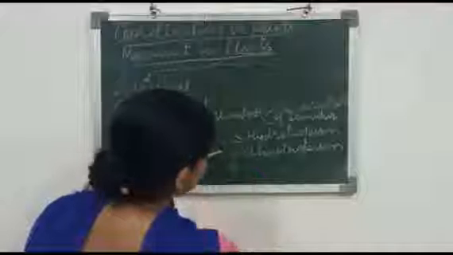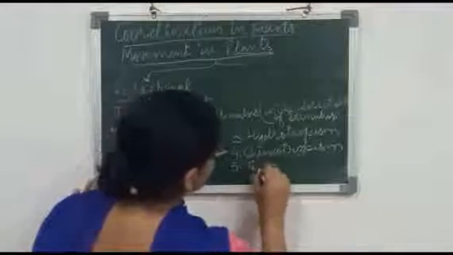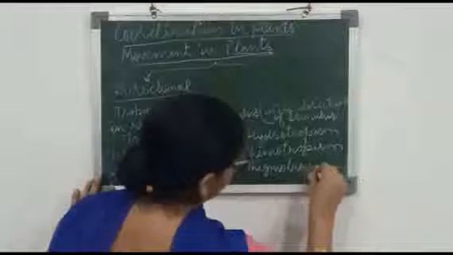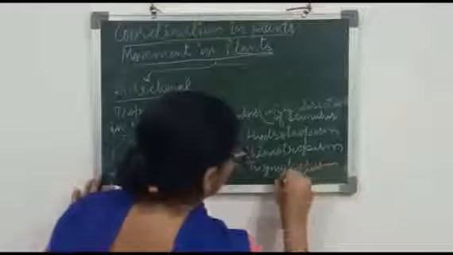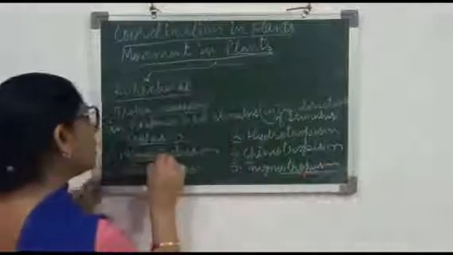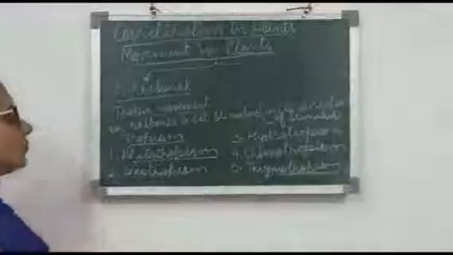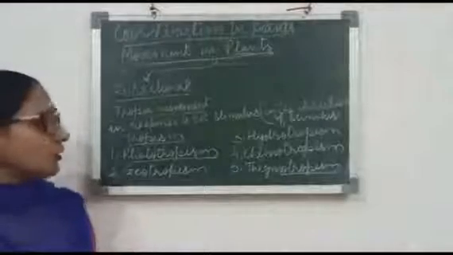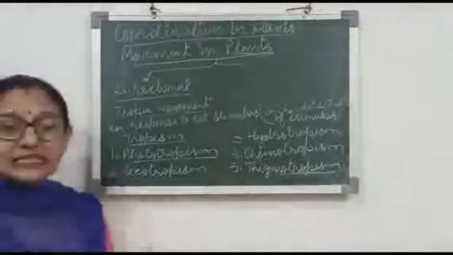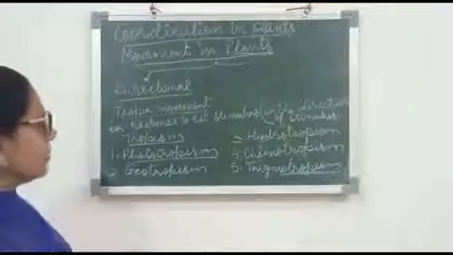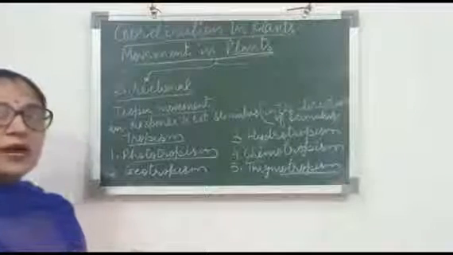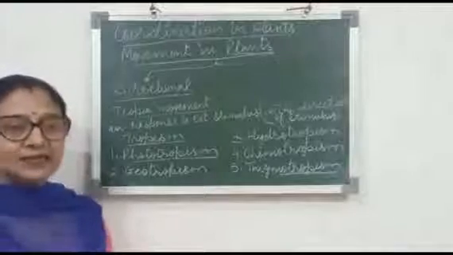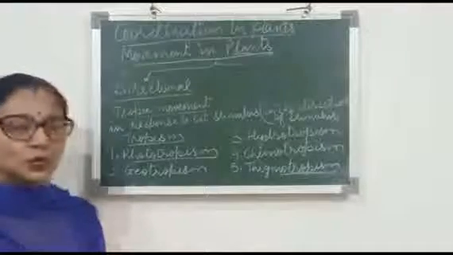And fifth is thigmotropism. So first of all, we will study about phototropism. Photo means light. Tropic means it is a type of movement. So when a plant part is showing movement towards light, that is called phototropism.